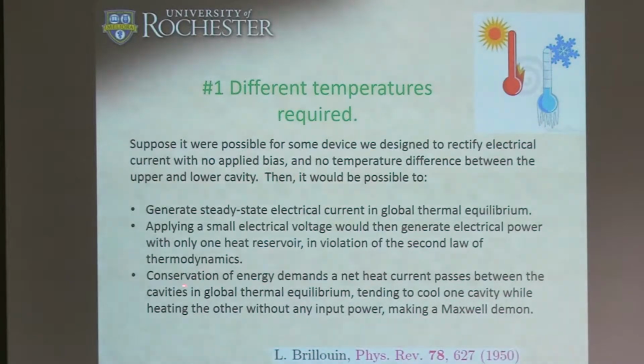And then further, conservation of energy demands some net heat current passing between these two cavities. But in global thermal equilibrium, that would then spontaneously create one of them being very hot and the other very cold without any input power, making a Maxwell demon. So these are some reasons why I can't do this with one temperature, even though if I look at these ideas from Brillouin, it seems suggestive that I may be able to.